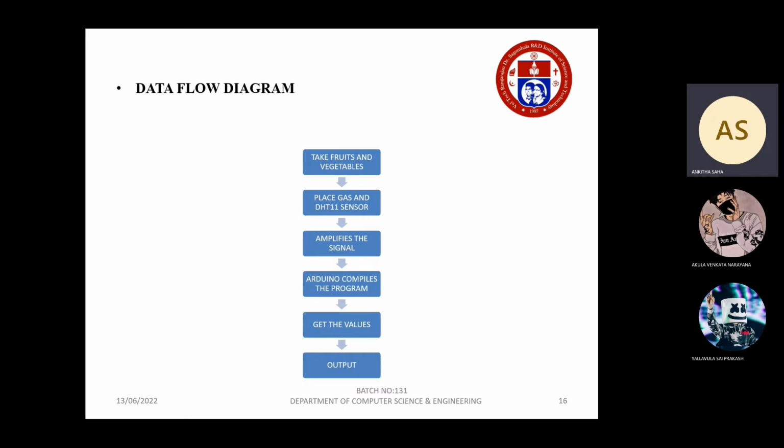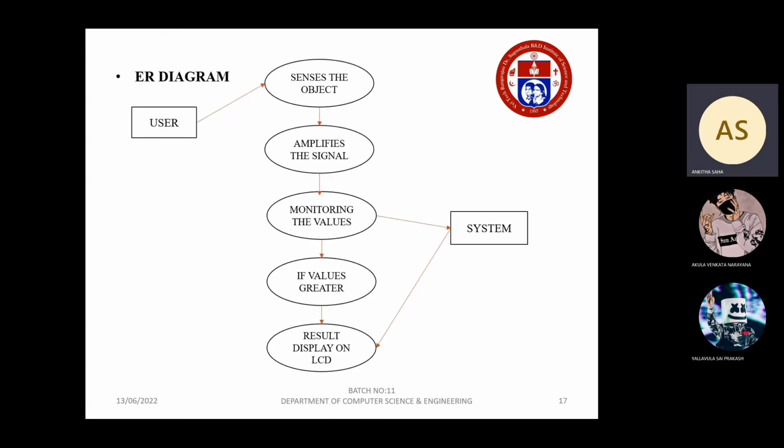So this is the data flow diagram. Take fruits and vegetables. First we have to take the sample, that is our fruits or vegetables, whatever we will use. Then place the gas and DHT11 sensor on the fruit. It amplifies the signal, the Arduino compiles the program, then we get the values and output. Then the ER diagram. This is the user that will help to sense the object, amplify the signal, and monitor the values. If the values are greater, it will display the result on the LCD.